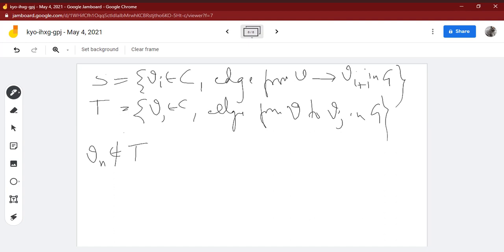Why? If Vn belongs to T, then there will be an edge from V to Vn. And what is Vn? Vn is actually V. So there will be an edge from V to V. That means there is a loop, but G is a simple graph. There is no loop in G. That's why Vn does not belong to T. Clear?